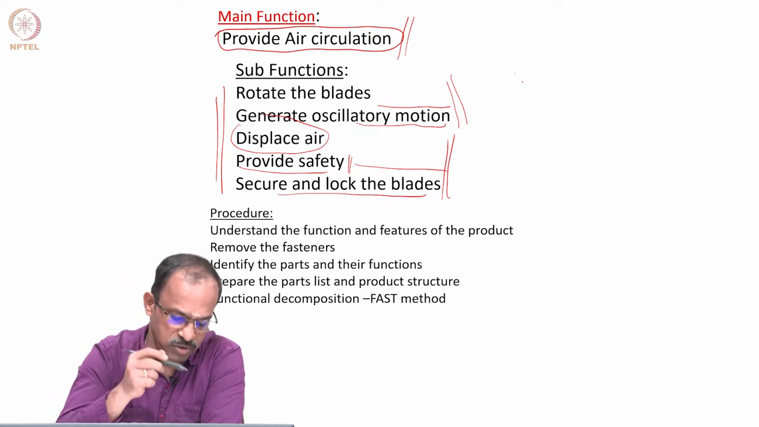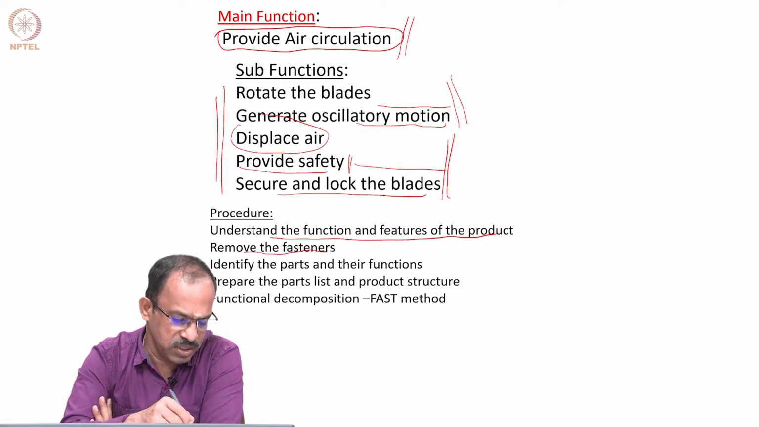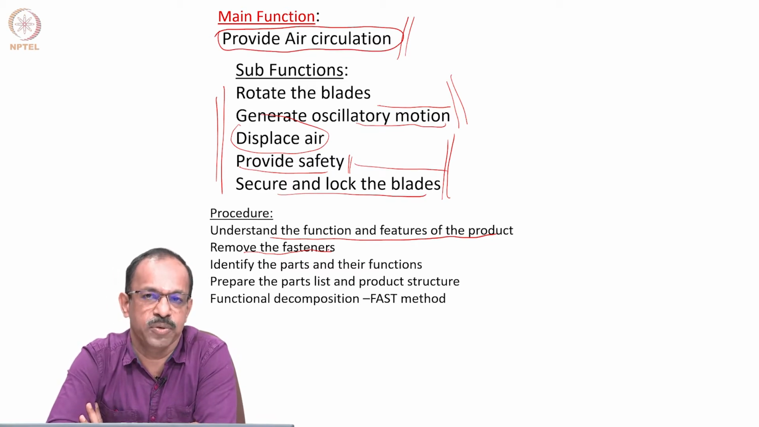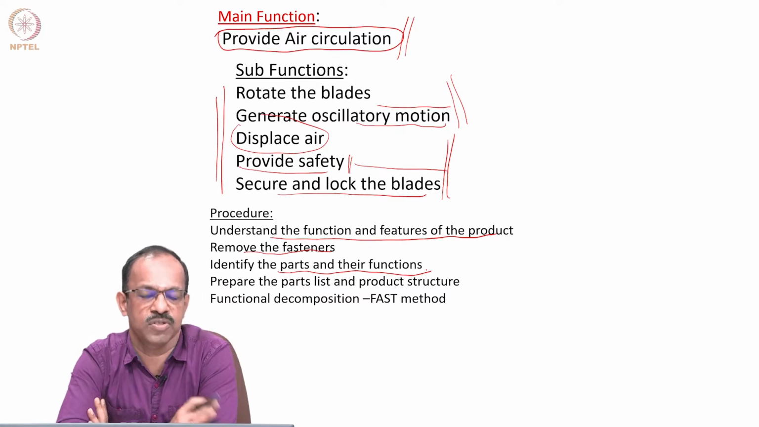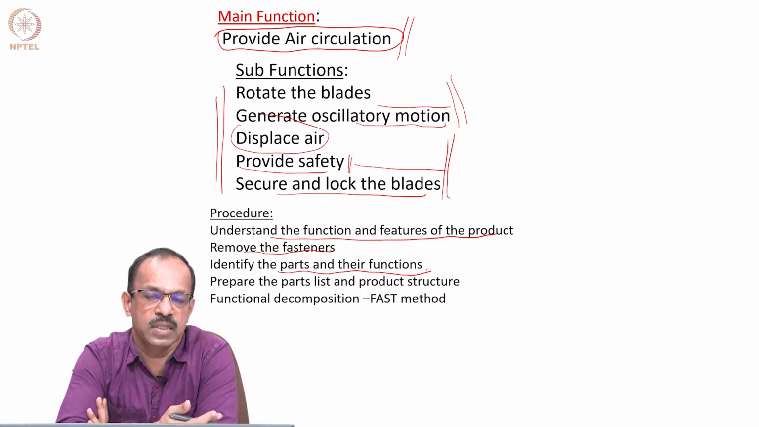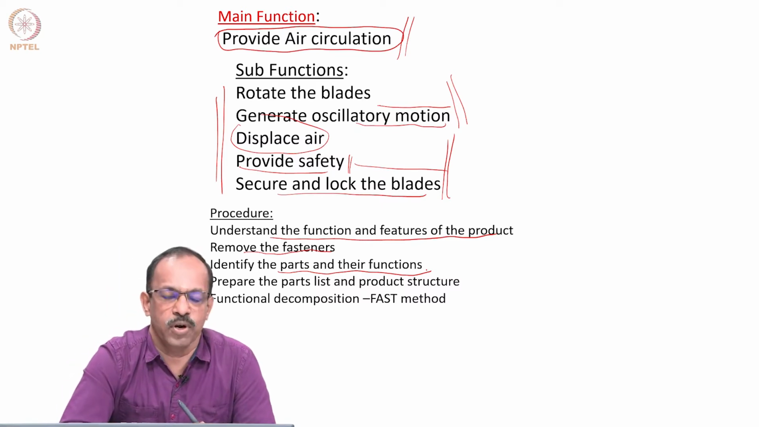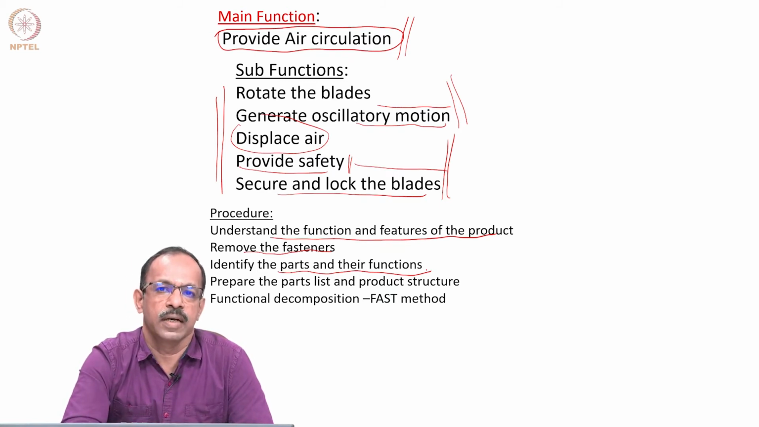So as I mentioned, first you need to look at the product, understand the function and features of the product, and then remove the fasteners. The TA will be explaining to you how to do the disassembly and which are the fasteners to be removed, and how you can take out each part by part, and then you identify all the parts and their functions. So this is very important. Every part has some function to do in the product. Whenever you take out a part, you need to look at what is the function of that part in this particular product, what the part is actually doing in the product in order to get the main function. So there will be some small functions which are actually done by these parts.